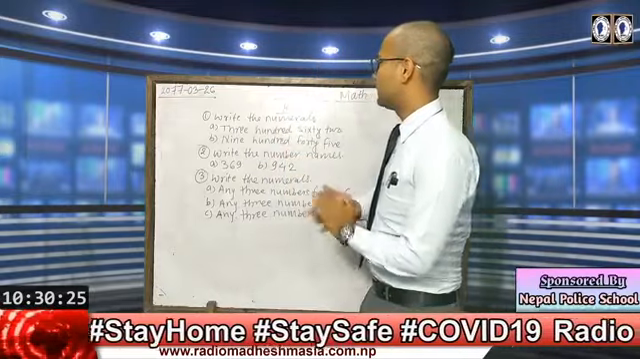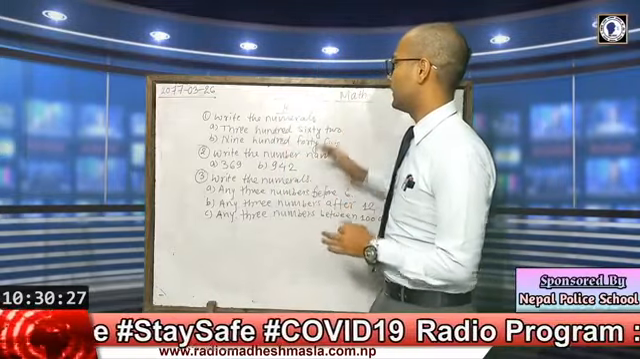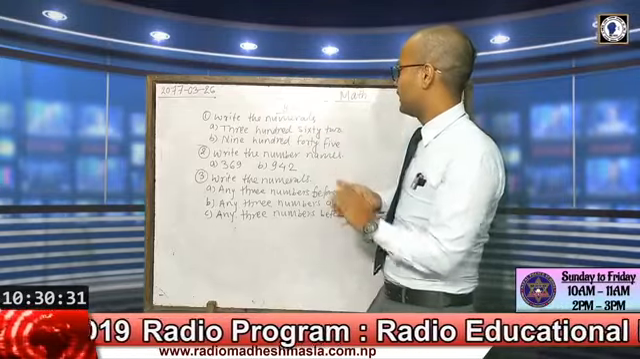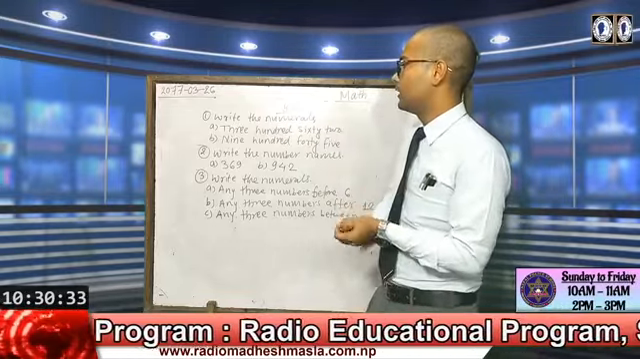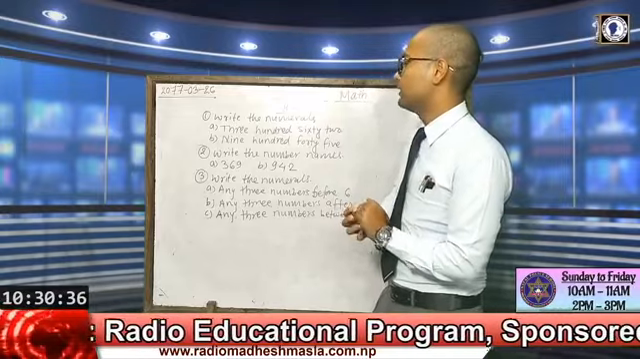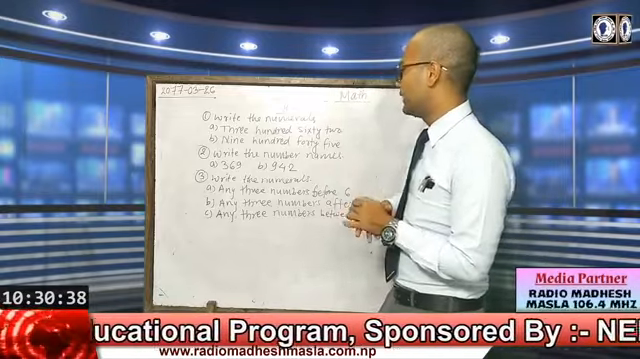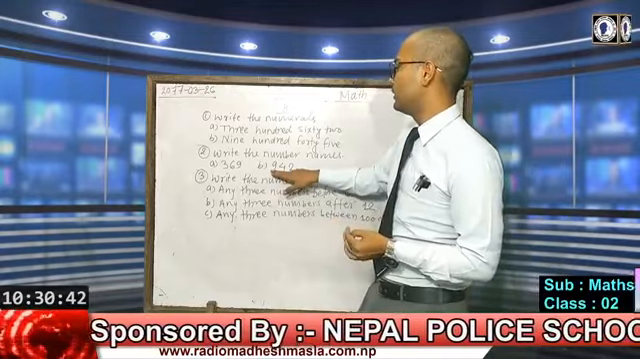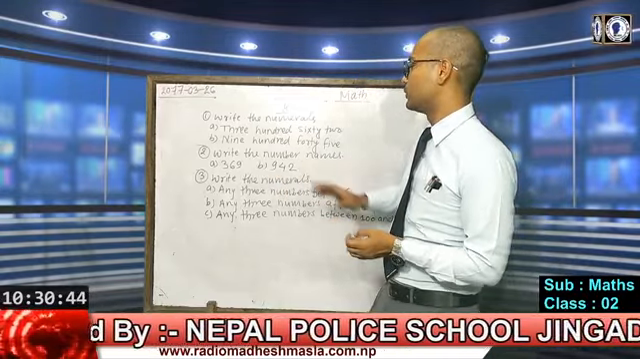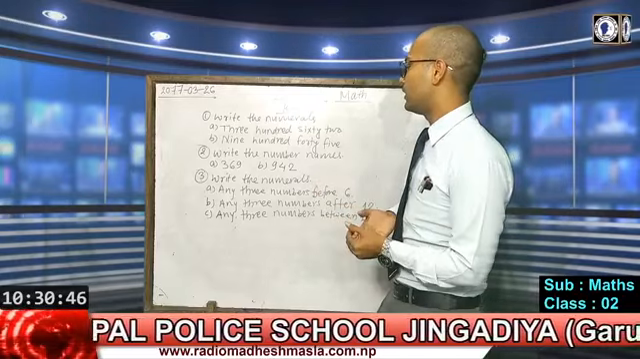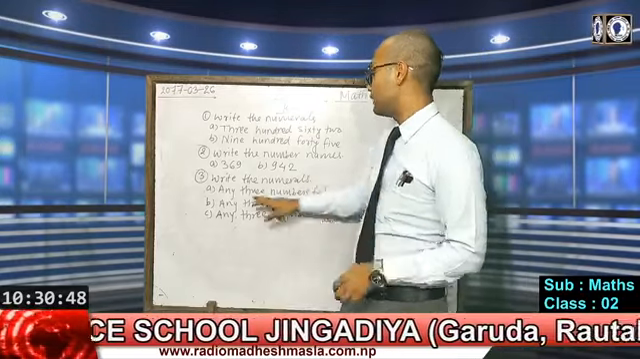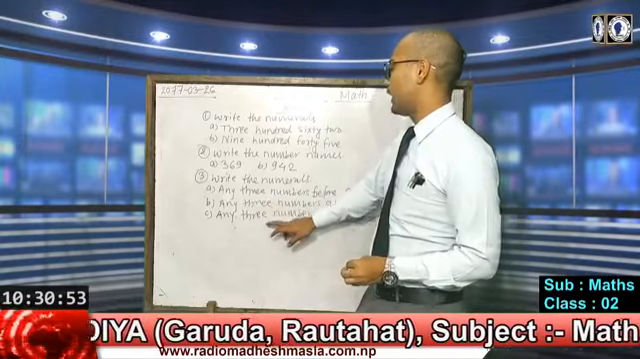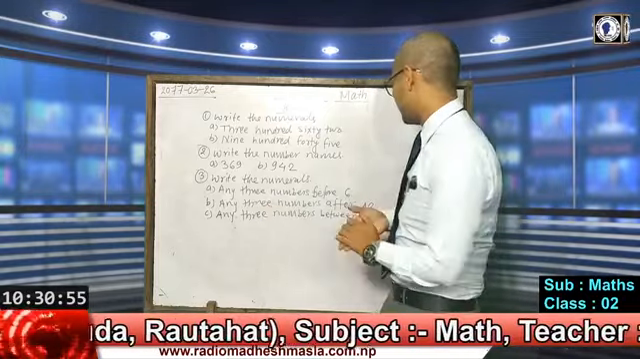We have the first question: write the numerals, and there are 2 questions, A 362 and B 945. Then question number 2, write the number names: A 369, B 942. Then the third question, write the numerals: A, any 3 numbers before 6; B, any 3 numbers after 12; and C, any 3 numbers between 100 and 200.